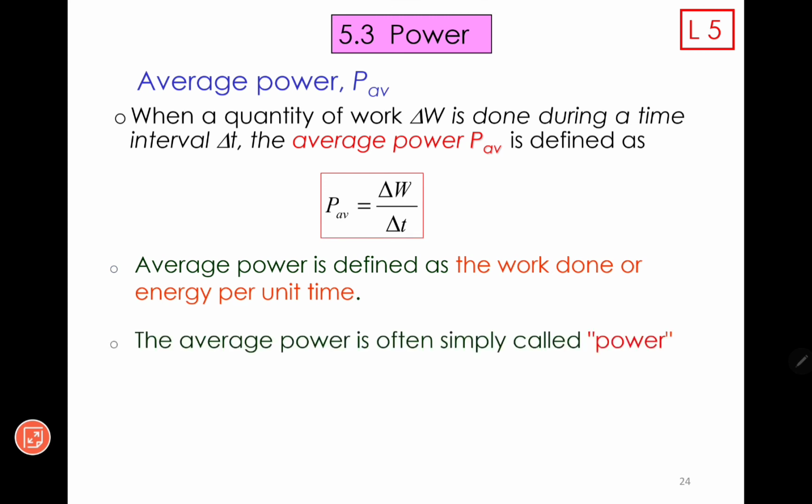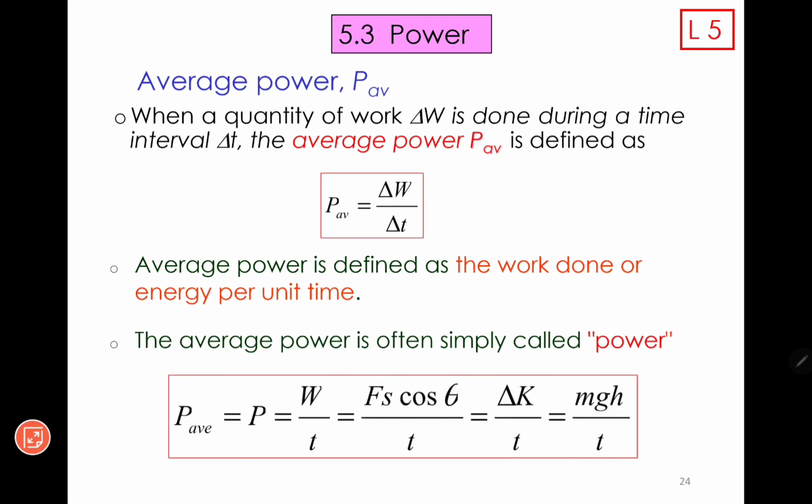So the average power is often simply called power. Okay, average power and power are actually the same. So P average equals P, which is the rate of work, W over T. At the same time, work equals Fs cos theta. Alright, so the equation becomes Fs cos theta over T. And then, according to the work-energy theorem, Fs cos theta is work, which equals the change in kinetic energy. So change in kinetic energy over time.